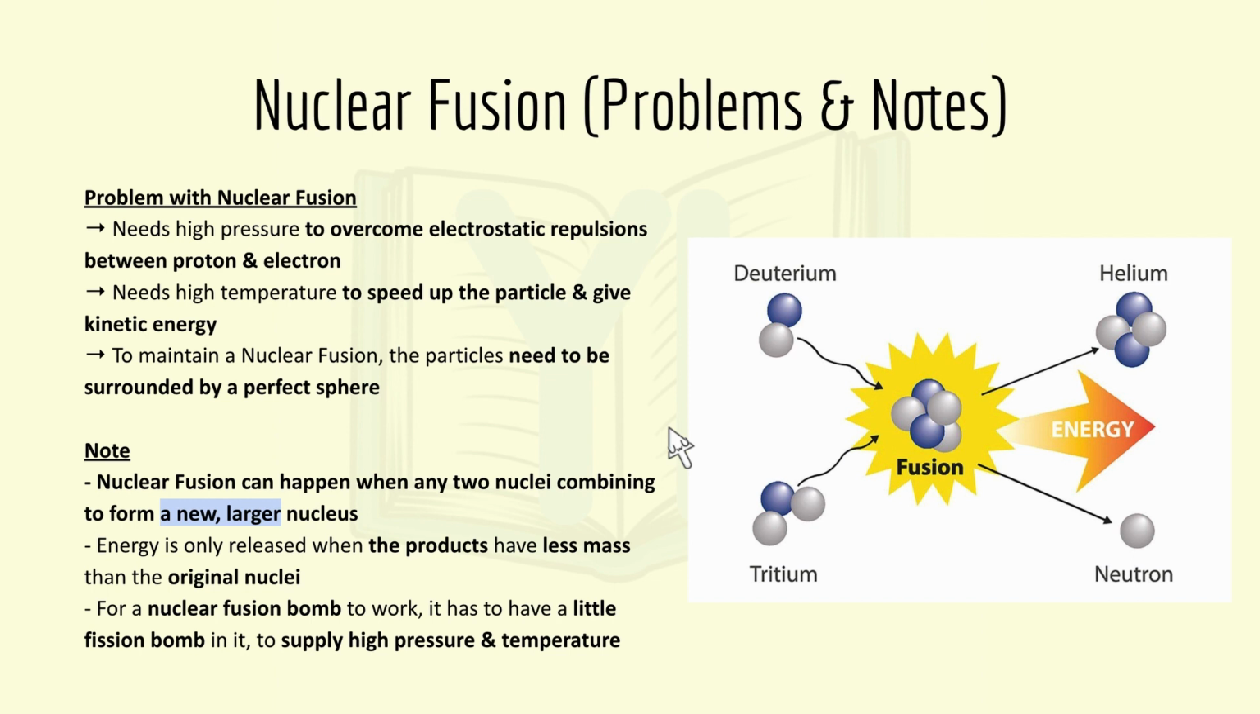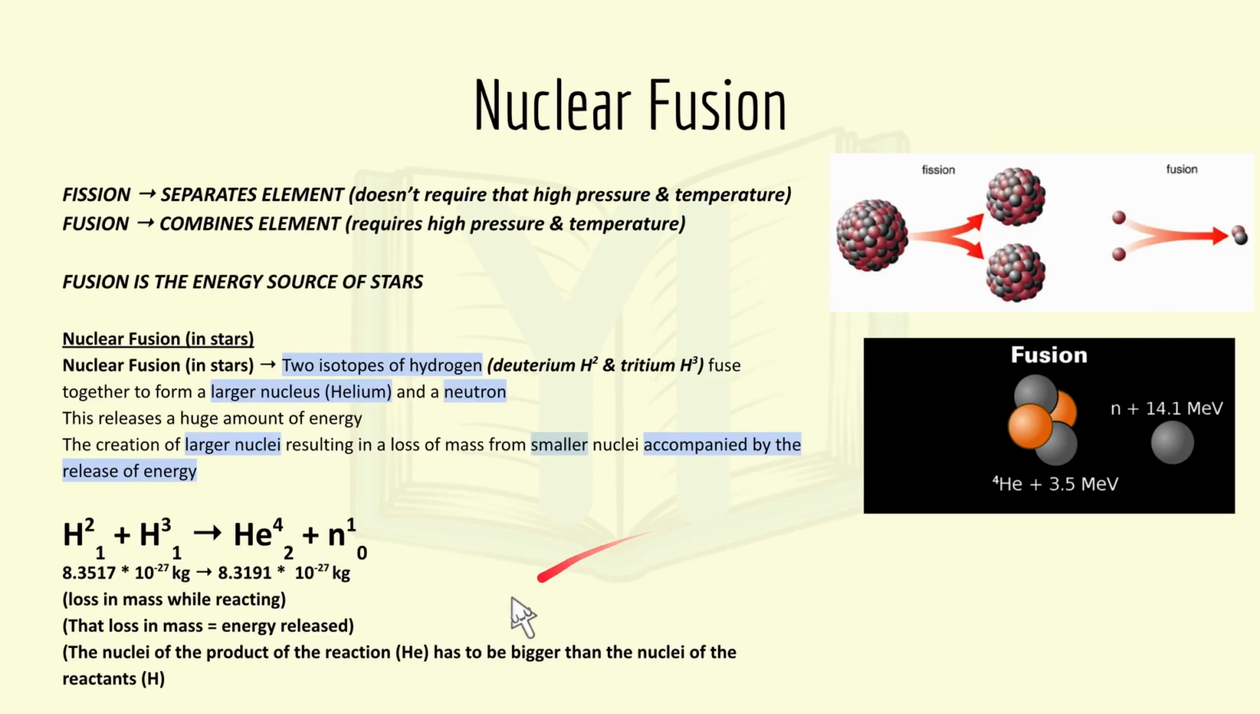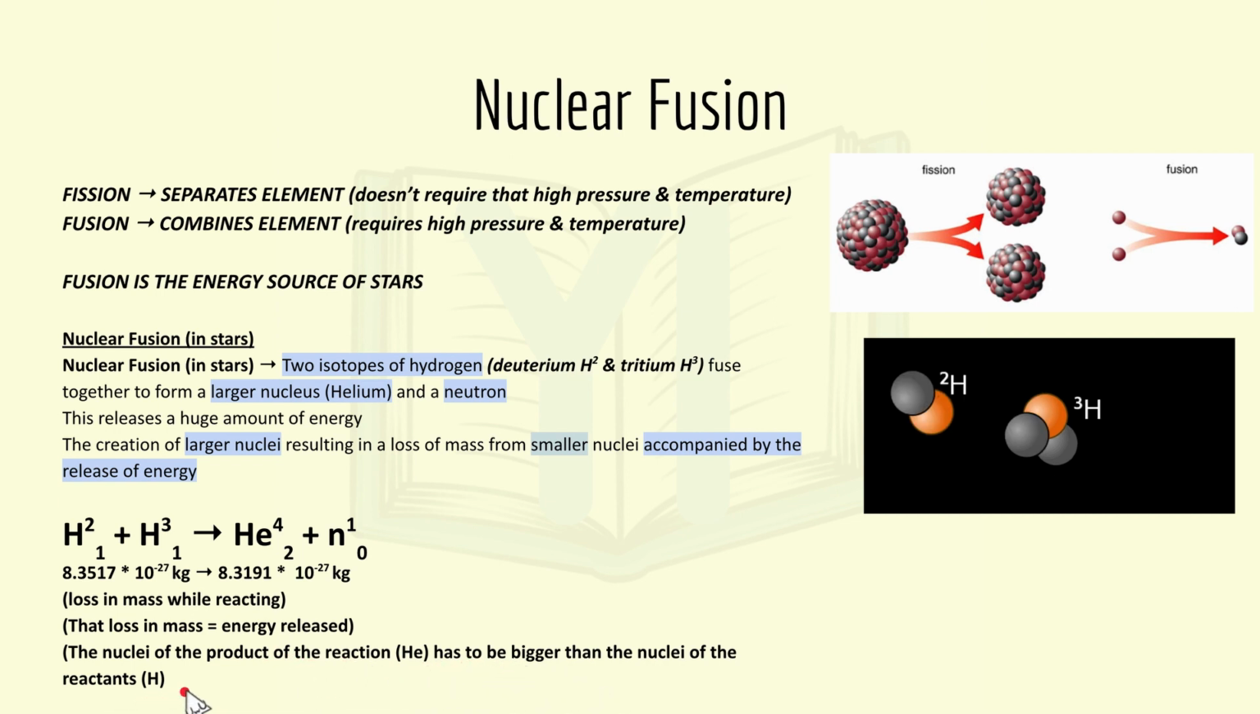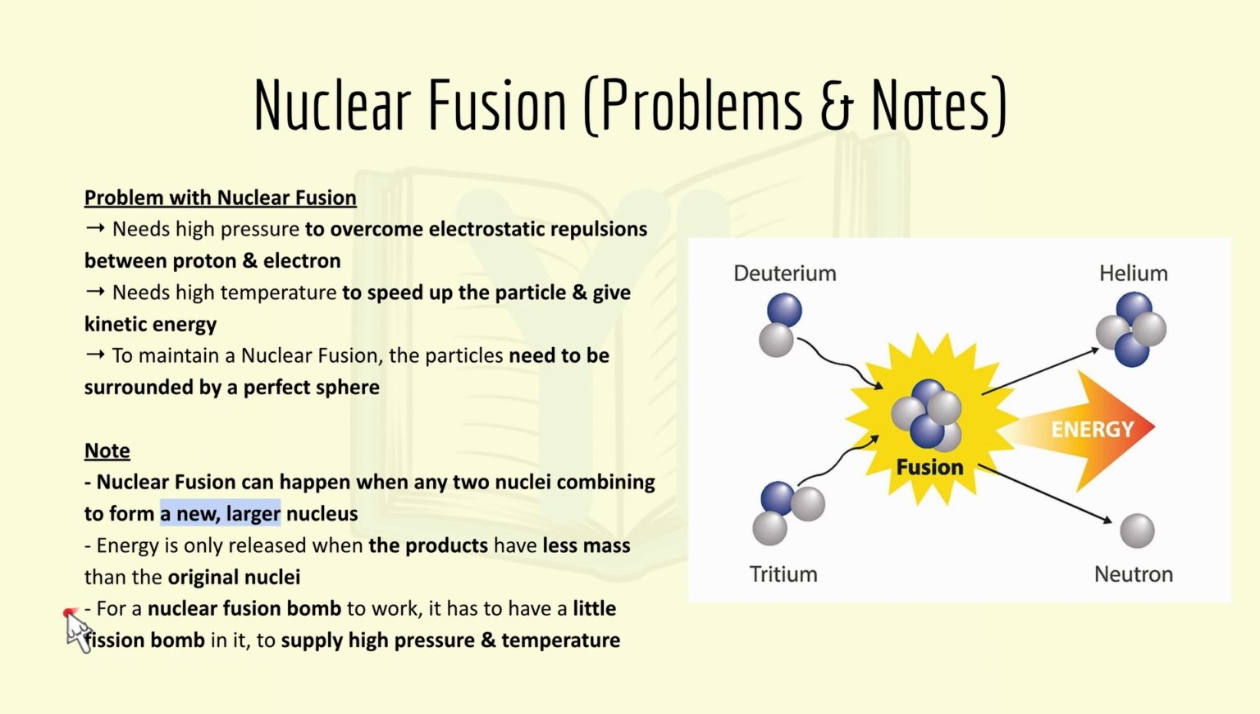And some notes: nuclear fusion can happen with any two nuclei combining to form a new and larger nucleus, and as I talked about just now, the nucleus of the product of the reaction has to be bigger than the nuclei of the reactants. And energy is only released when the products have less mass than the original nuclei. And for a nuclear fusion bomb to work, it's quite a fun fact, it has to have a little nuclear fission bomb in it to supply a high temperature and pressure. I'm not saying that you have to create a bomb, but here's just a little fun fact. And here's a diagram.